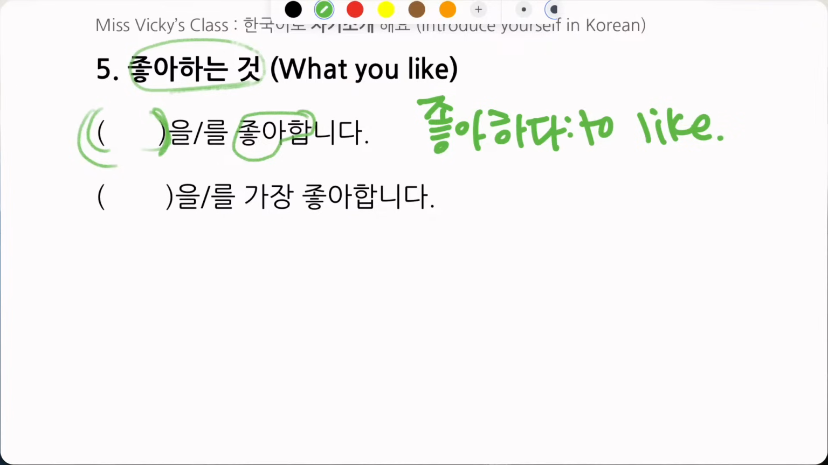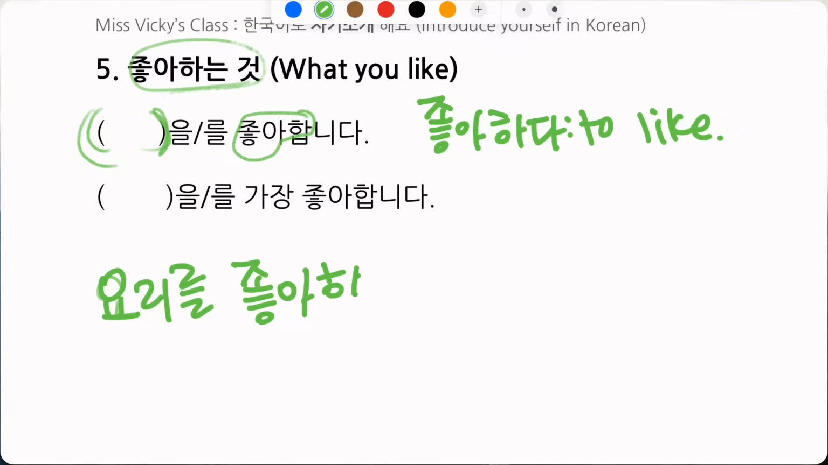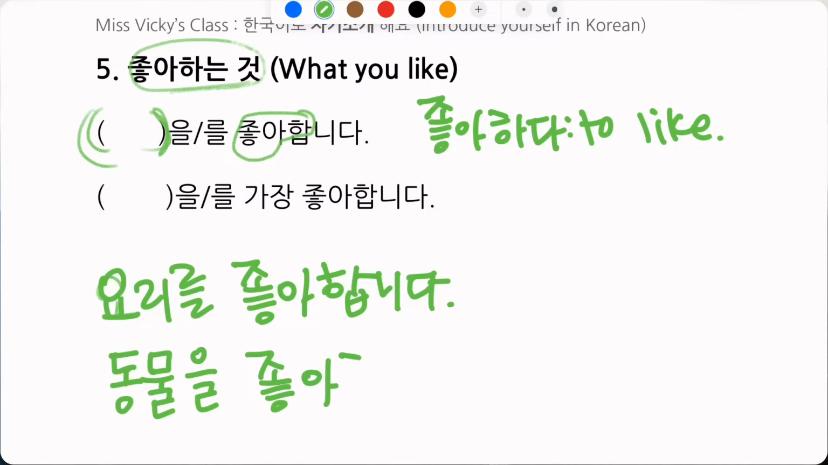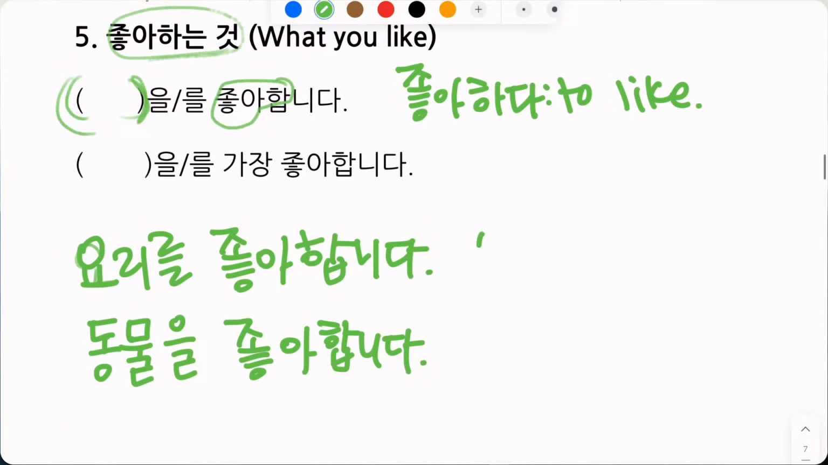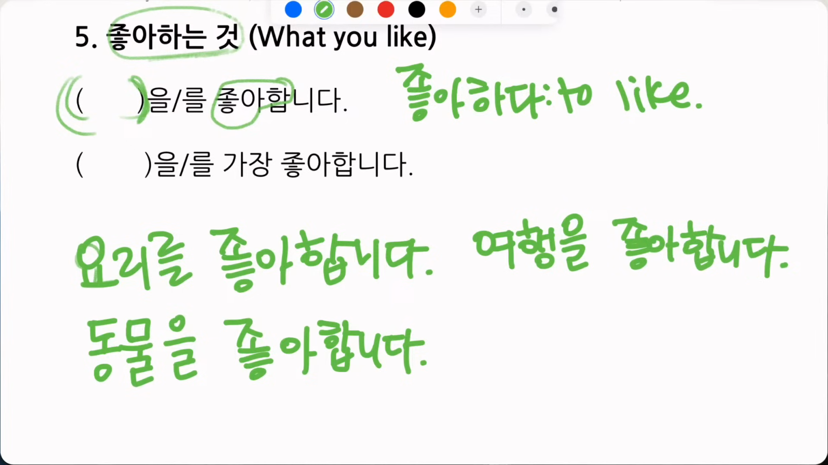그래서 let's say you like cooking. You can say 요리. 요리 means cooking. 요리를 좋아합니다. 이렇게 말할 수 있고, if you like animals, you can say 동물, animals, 동물을 좋아합니다. 그리고 if you like traveling, you can say 여행, 여행을 좋아합니다. So basically, you can talk about whatever you like, whatever noun you like, with this expression.